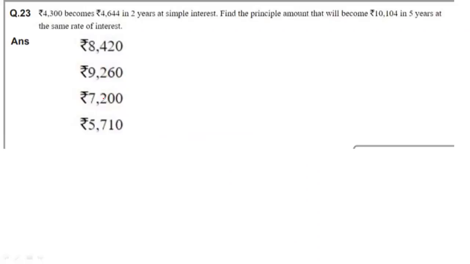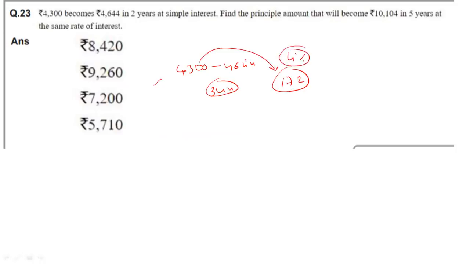4300 is becoming 4644 in 2 years. So you can see 344 rupees interest in 2 years means 172 rupees interest in 1 year. 172 by 43 is 4. So 4% interest is coming up.